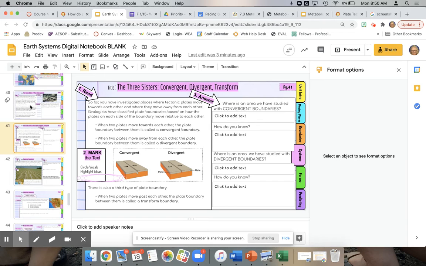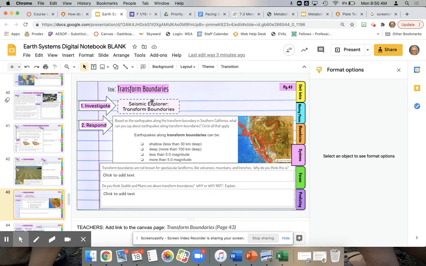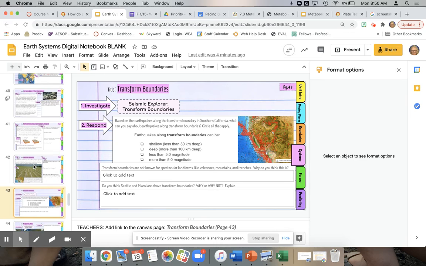So again, we're getting into the whole divergent boundaries. All right, so then on, let's see, Thursday, we'll be getting into transform boundaries. So they're going to look at this picture, read these captions. Here's a map of where it's at, and explain what they think is going on. Then they will go and investigate. Again, you'll need to add a link here. Respond to the questions.